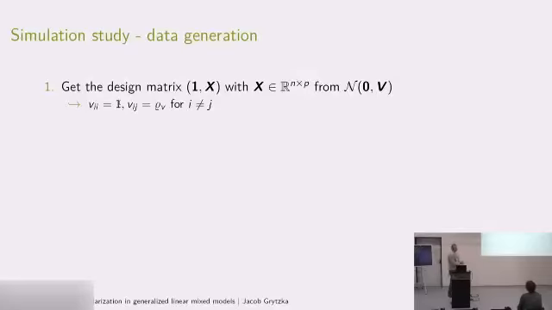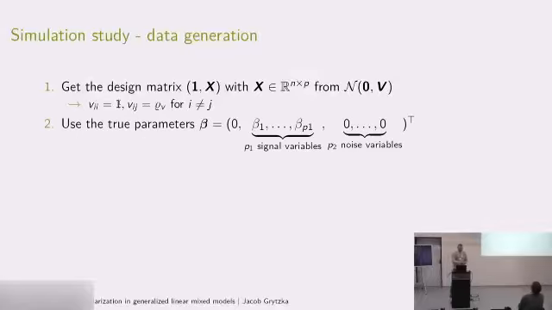Then we had the simulation study where we have some design matrix X, then some true parameters where we have P1 signal variables and P2 noise variables. Because of our LASSO setting, we want to identify these noise variables at the end, because our models should be better at identifying these noise variables than the unregularized models.